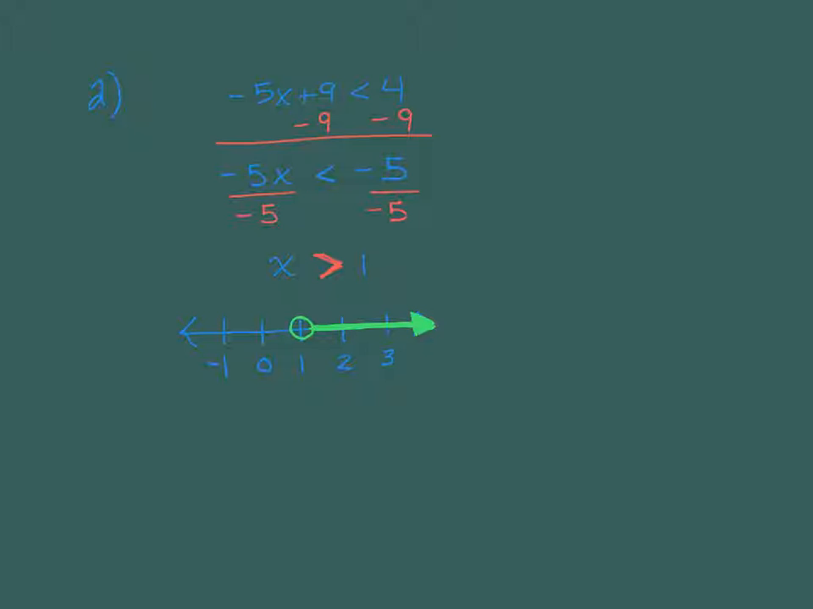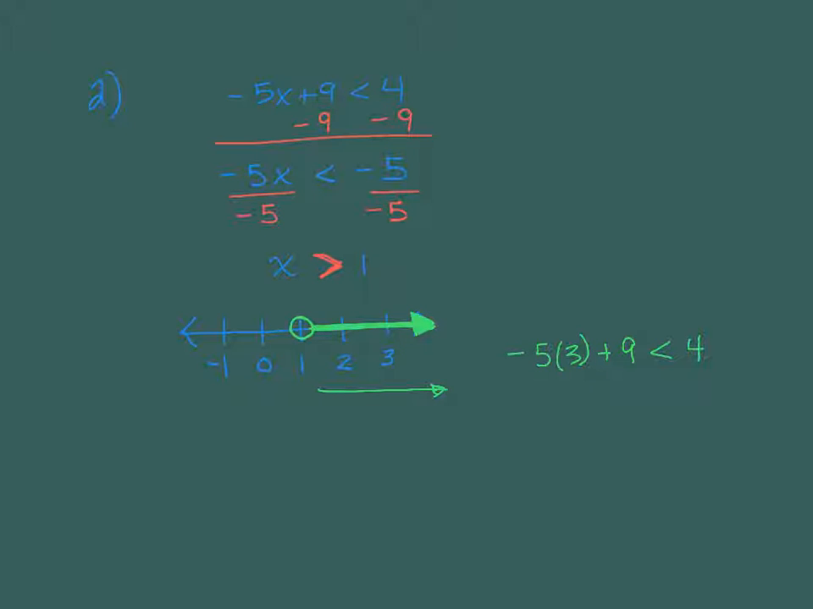Now to check my solution, I want to pick any number greater than 1 in the area shaded on my graph. 3 is greater than 1, so I'm going to substitute 3 into my original inequality. So I have negative 5 times 3 plus 9 is less than 4. You don't have to pick 3. You can pick any number that's going to be in your shaded area. So you could have picked 5, 10, 20.